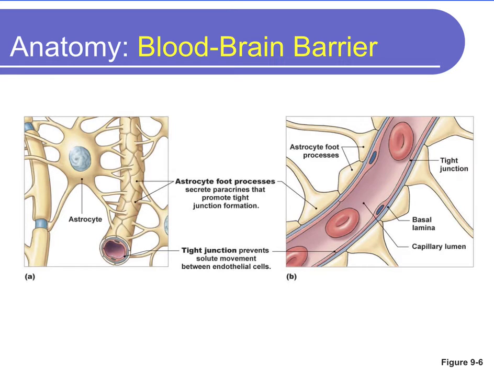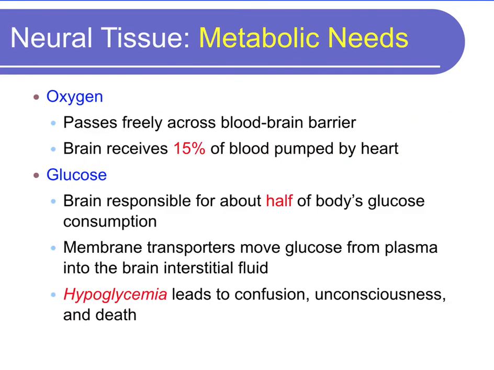And if you recall from our nervous system chapter, we learned about astrocytes, these glial cells. And what they do is they secrete a paracrine. A paracrine is just a chemical that's released from one cell that acts on a neighboring cell. And in this case, it causes tight junctions to form. And those tight junctions prevent free exchange from happening. And so for anything to get into the central nervous system, it has to be able to go through the cells as opposed to just going through these pores.